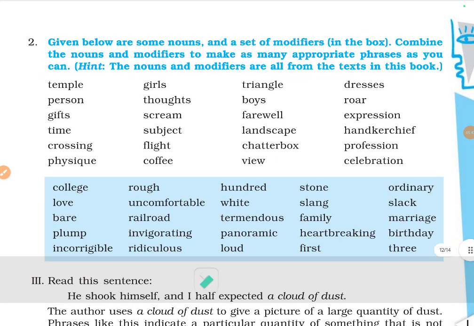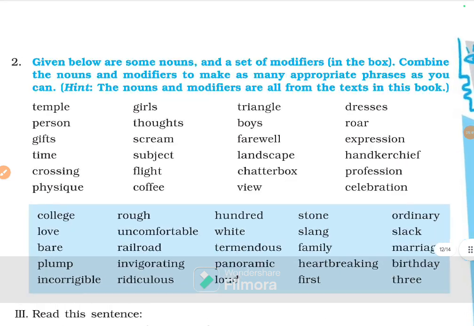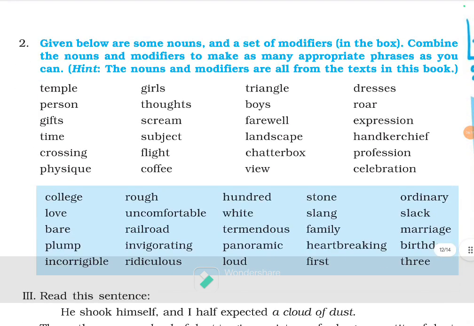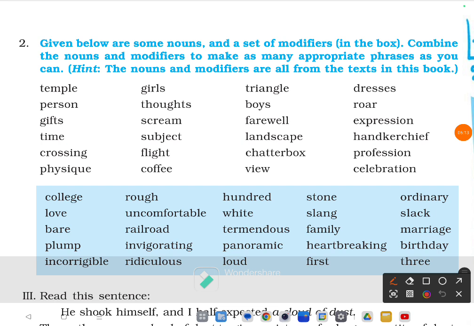Task 2. Okay, there are only two tasks under this noun phrase, noun modifiers. Let's see what this task is. Try to understand. Given below are some nouns, and there are modifiers also in the box. So what you have to do? Combine the nouns and modifiers, combine these and these, to make as many appropriate phrases as you can.